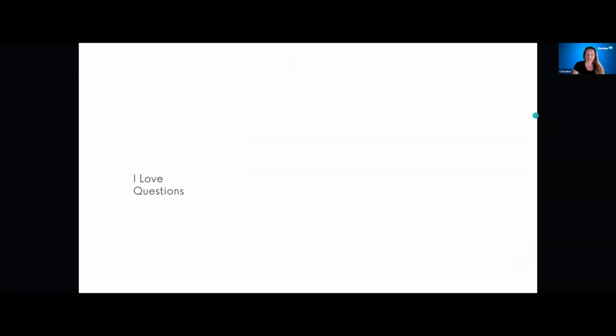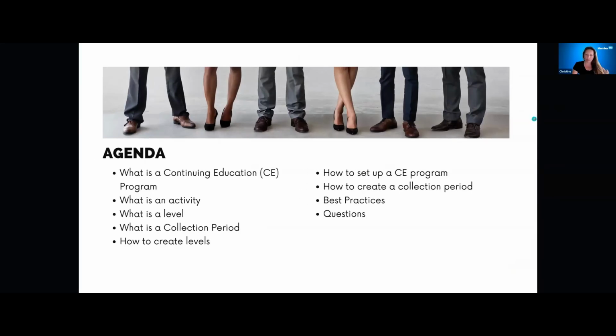All right, so what are we going over today? For today, we are going to briefly give some definitions: a clear understanding of what is a continuing education program, what is an activity, what is a level, and what is a collection period. Then we're going to create all of those things and show you how the members can add an activity, how activities can be automatically created within the system, and how there is an approval process for activities created by members to help you with that. We're going to go through those steps. We're also going to go over some best practices, and again, questions at the end.